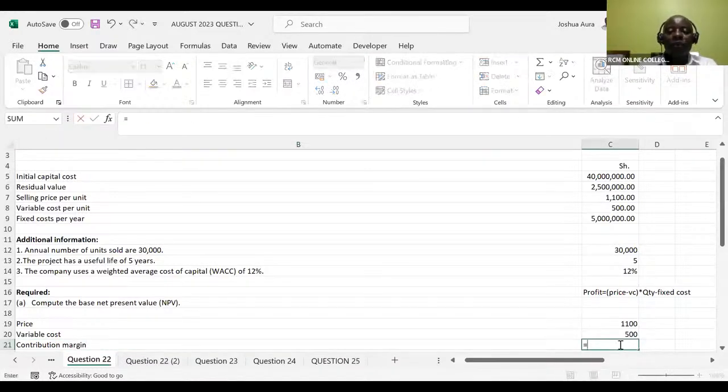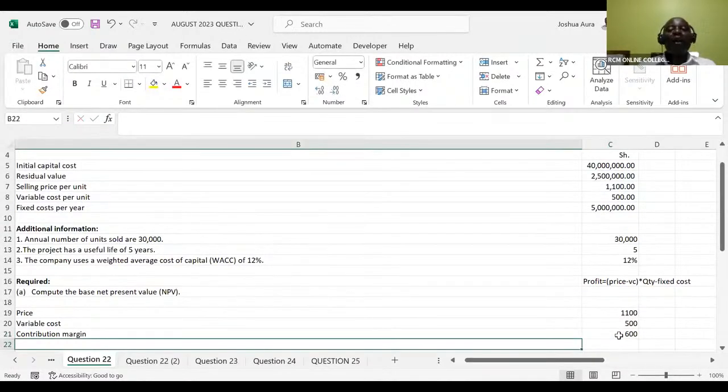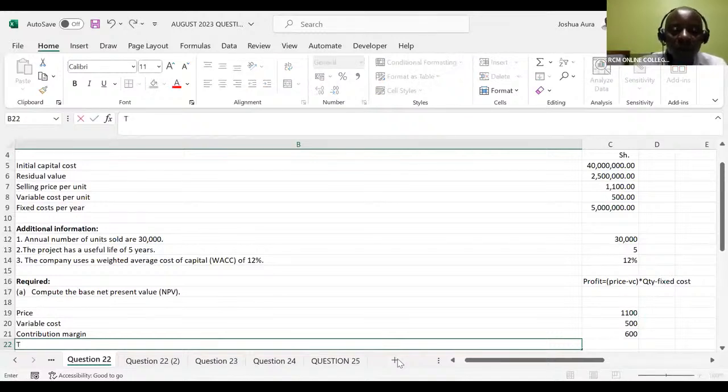Then you say equals, you pick the selling price minus the variable cost. Enter. Now I've been able to get, ladies and gentlemen, the contribution margin. Contribution margin is the same as contribution per unit. Once I get contribution per unit, then of course I'm in need of total contribution. So I'll write here total contribution.